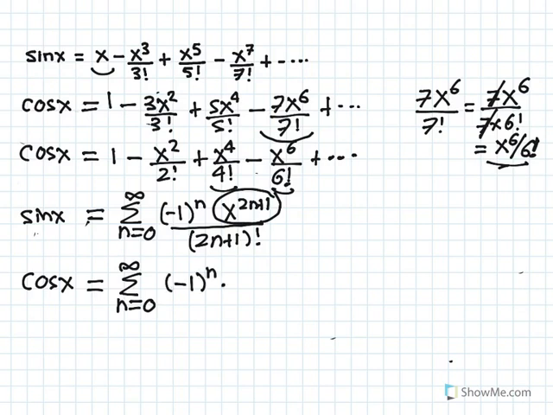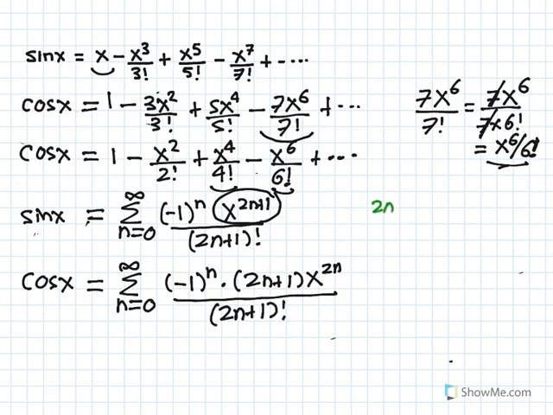Negative 1 to the power of n. Differentiate x to the power of 2n plus 1 using the power rule. We get 2n plus 1, subtract 1 from the exponent, x to the power of 2n, divided by 2n plus 1 factorial.